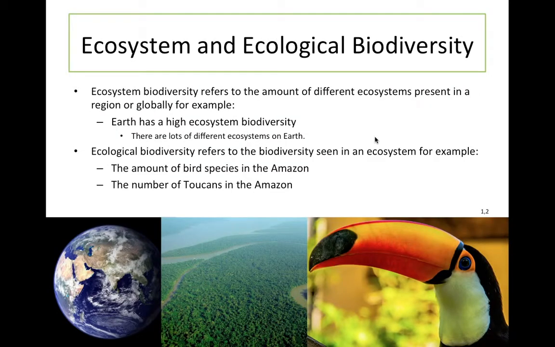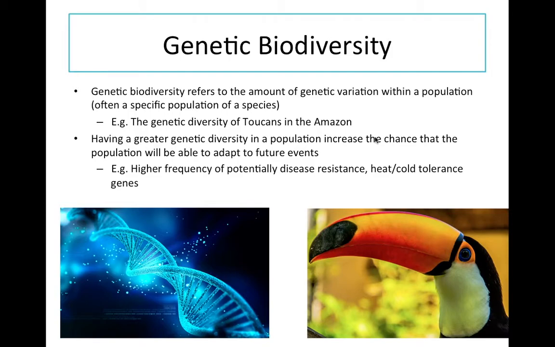We'll just look at ecosystem and ecological biodiversity in a little bit of detail. Ecosystem biodiversity refers to the amount of different ecosystems present within a region or globally, for example. The Earth has a high ecosystem biodiversity because there are lots of different ecosystems on the Earth. Ecological biodiversity refers to the biodiversity seen in an ecosystem, for example, the amount of bird species in the Amazon or the number of toucans in the Amazon. So you see it just goes from being quite a broad look to even smaller, and genetic biodiversity is looking even smaller. Genetic biodiversity refers to the amount of genetic variation within a population, often a specific population of a certain species, for example, the genetic diversity of the toucans in the Amazon.